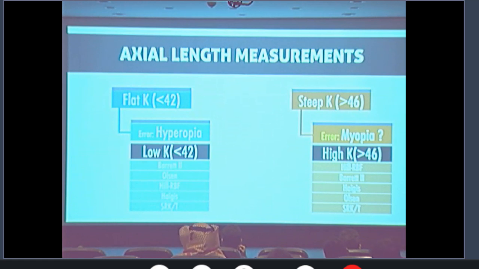Except if you have a patient with keratoconus, different story. So for steep K, they are measuring the IOL power with good accuracy up to a certain limit. Then after this limit, the K readings will not become accurate.